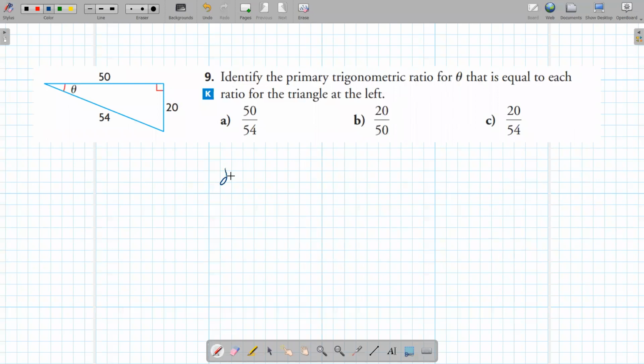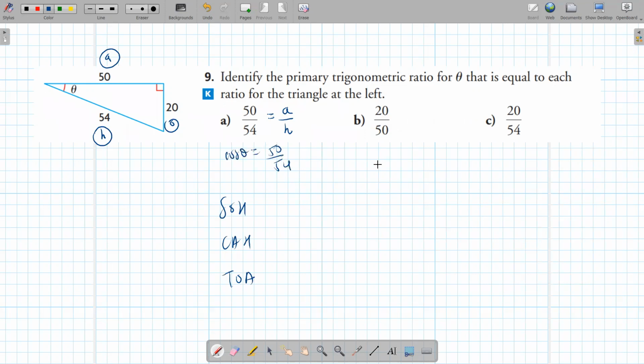So for this one, let me write SOH CAH TOA because it'll be easier. Looking at it from this angle's perspective, 50 over 54, what is that? Is that sine, cosine, or tangent? Again, we can label the sides. Opposite would be this. Hypotenuse is always the longest side, and this is adjacent. So 50 over 54 is A over H. Which one is it? Cos. Right, so cos theta equals 50 over 54. Easy as that.